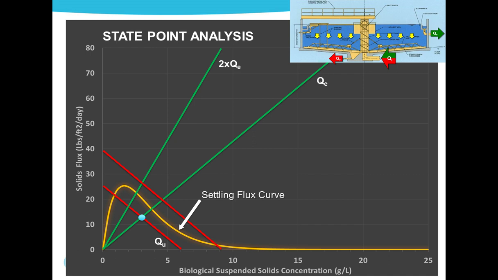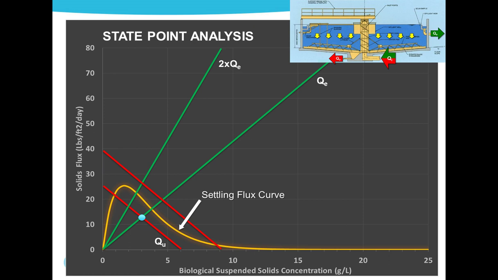This is a graphical representation of state point analysis. This is a graph with solids flux on the vertical axis, that's the pounds of solids entering the clarifier per cross-sectional area. And on the horizontal axis, the concentration of biological solids entering the clarifier. The settling flux curve, shown here in yellow, is unique to the solids in the system.